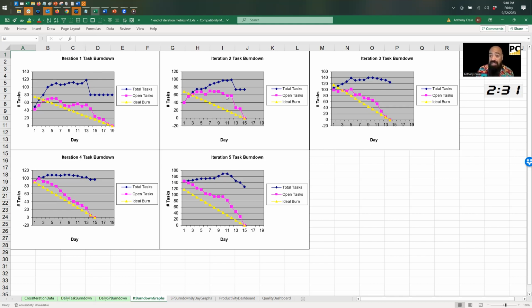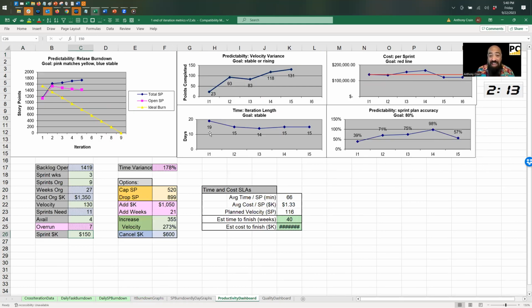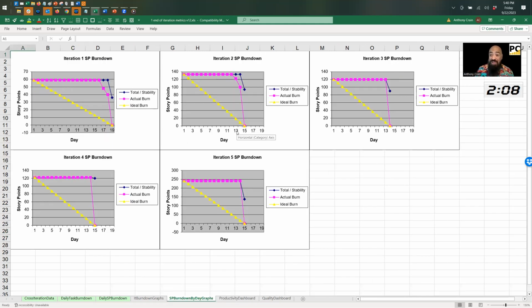But then notice in the second sprint, their stability went way worse, and their pink got way farther away from their yellow. This team went downhill. What happened? I can tell you what happened. In this sprint, they had 19 days. Remember in the metrics, if we go back to here, you can see they had a 19-day sprint, and then they went down to a 15-day sprint. They went from a 4-week sprint to a 3-week sprint. So they shortened their sprint, right?